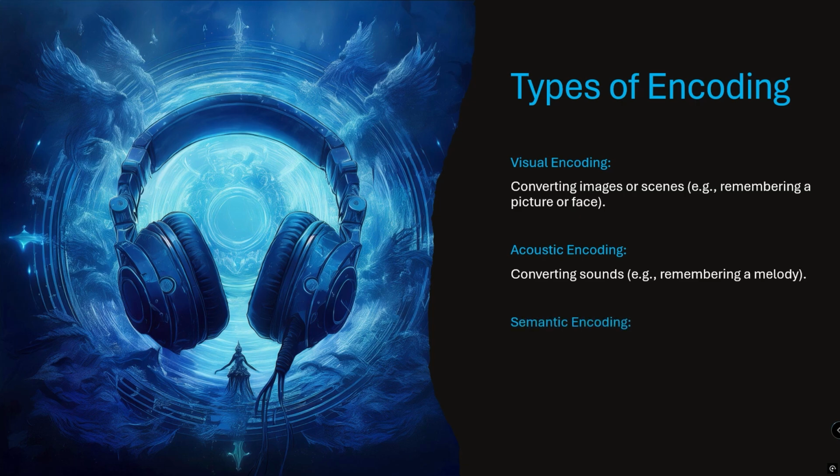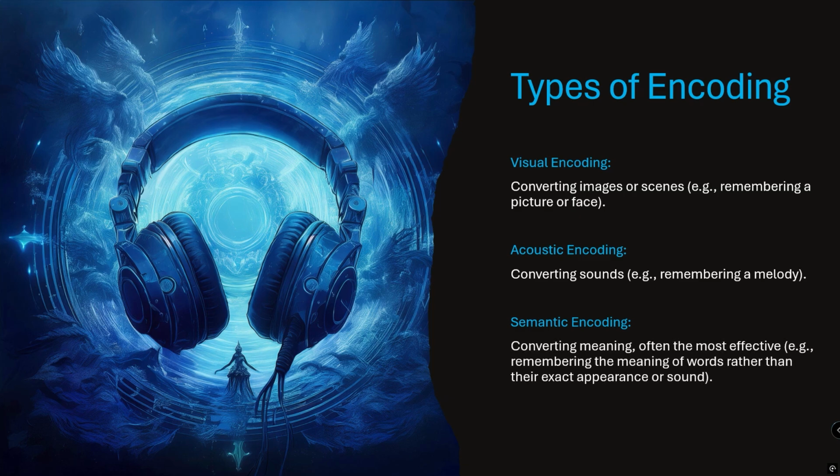Semantic encoding, so this one might be a little difficult to remember because it doesn't automatically strike an image as visual or acoustic might. But semantic encoding is simply converting meaning, often the most effective. Example, remembering the meaning of words rather than their exact appearance or sound. So what they actually mean rather than just what they look like or what they sound like.